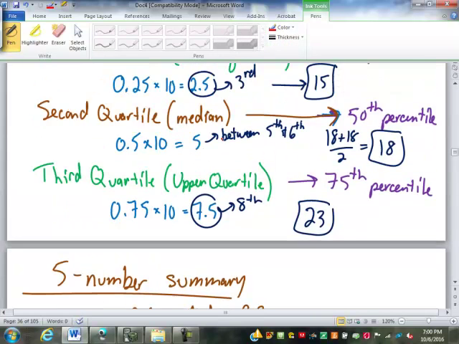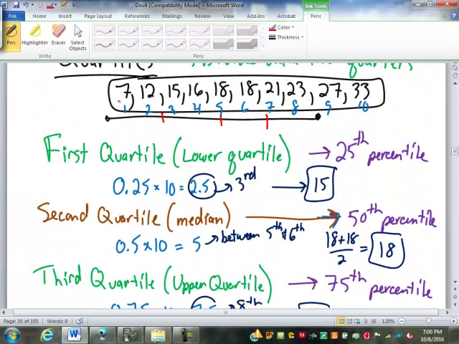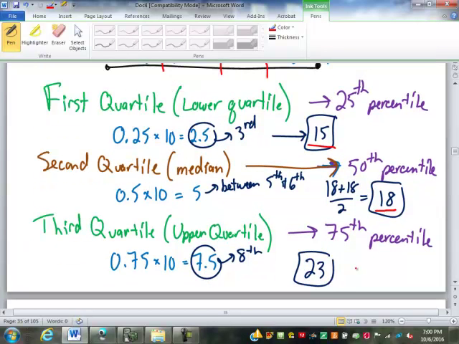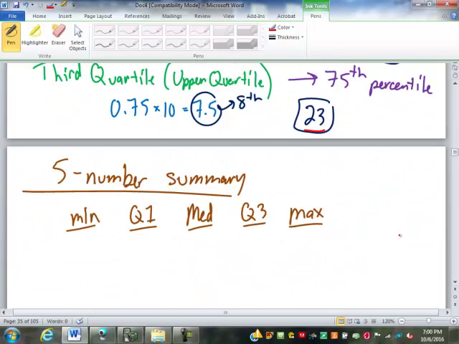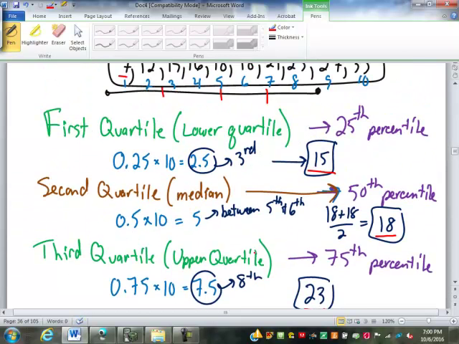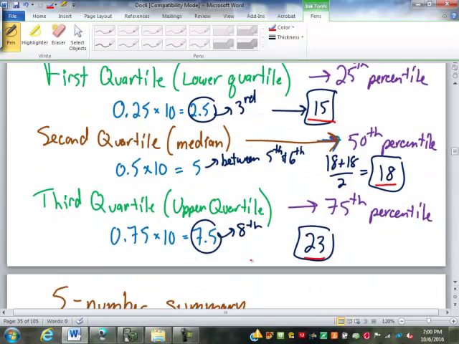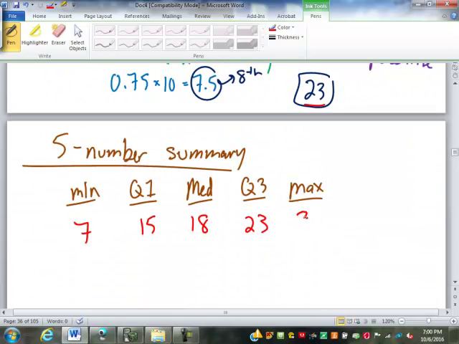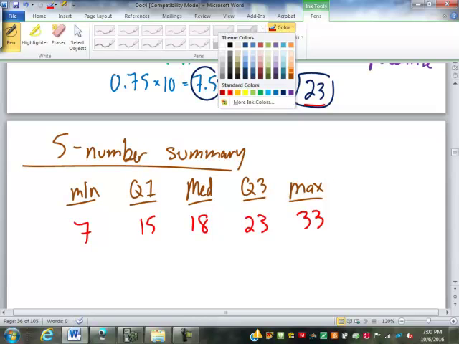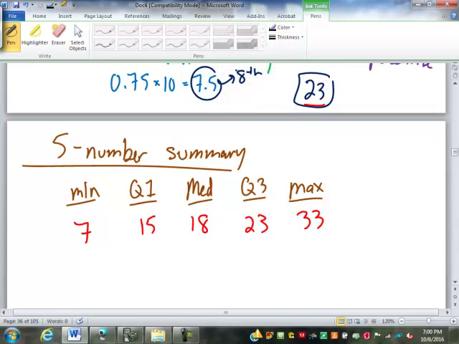So for the set up here, the 5-number summary would be 7, 15, 18, 23. I'm going to write those down. 7, 15, 18, 23, and the maximum of 33. That's our 5-number summary. But what does that tell us? Well, it tells us a lot about the shape of the data.